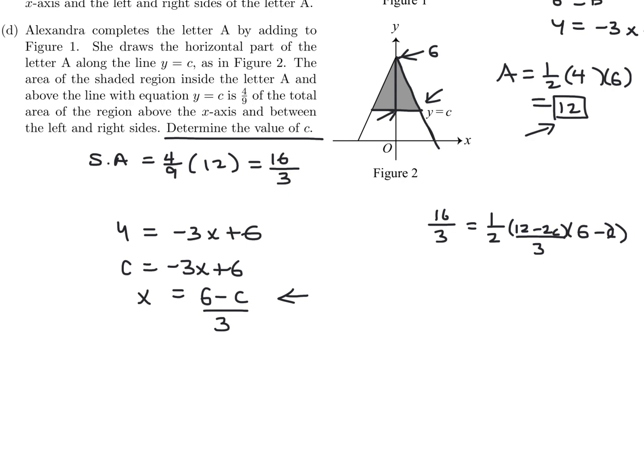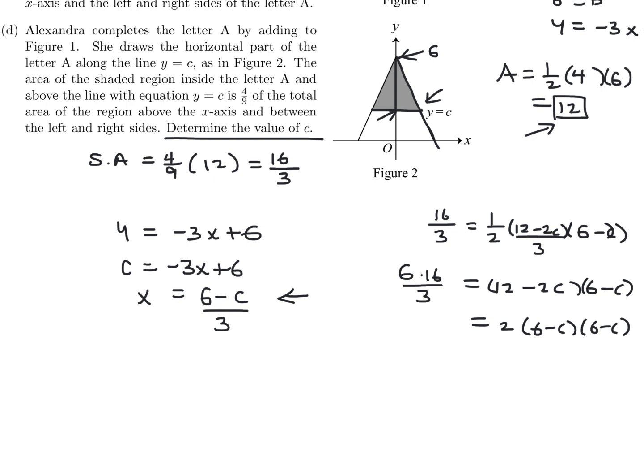Let's multiply through by 6. So 6 times 16 over 3, and that gets rid of the fraction, and that just leaves me with 12 minus 2c and 6 minus c. And then I can factor out a 2, and I'll get 6 minus c. And this is 6 divided by 3 is 2. 2 times 32. 32 divided by 2 is 16.